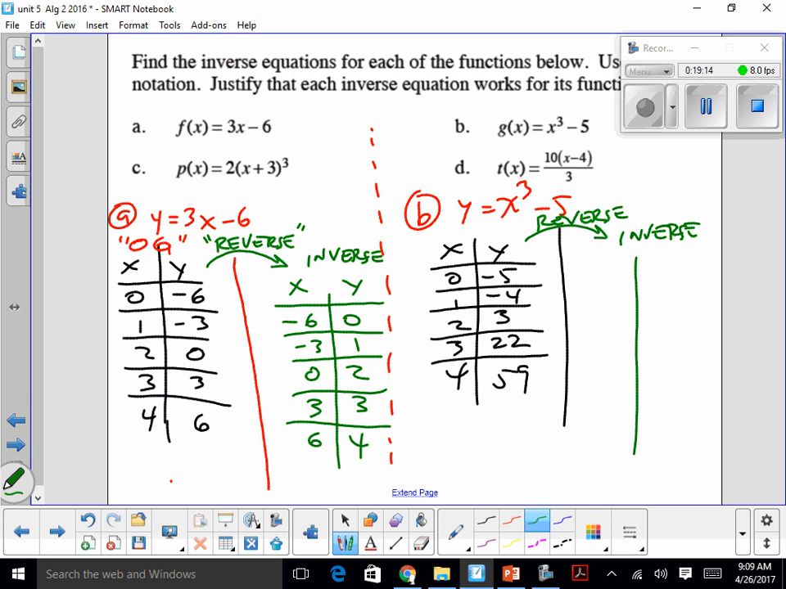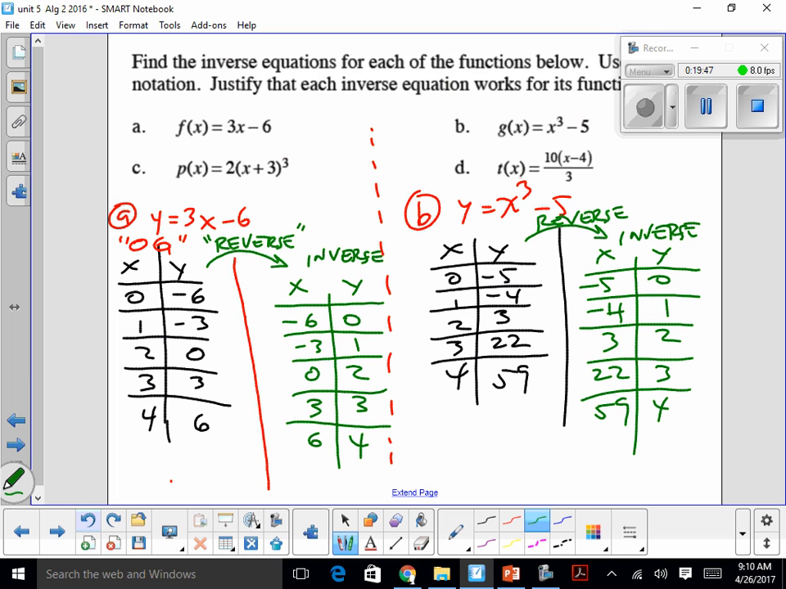I don't think I need help with that. Let's see. You're 4. You're 3. 22, oops. You can't just erase it. All right, negative 4 and a 1. 3 and a 2. 22 and a 3. 59 and a 4. All right, so we did that. Any questions on doing the inverse using the equation and the table? That's supposed to be hard.